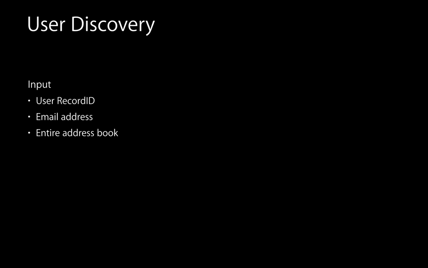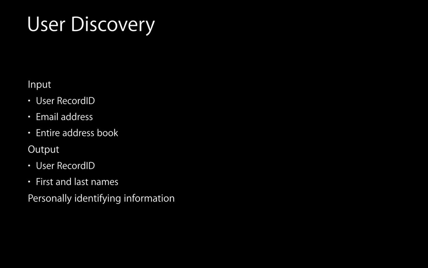So user discovery. These are the three different kinds of inputs that we can have for user discovery. You can start off with a user record ID, an email address, or a request to view the entire address book. What do you get back from user discovery? Well, you'll get back a user record ID. In the latter two cases, that's new information. You also get back the first and last name of this user. Now, of course, it bears repeating. First and last name is personally identifying information. So you're only going to get discovery results for users that have opted into discoverability.